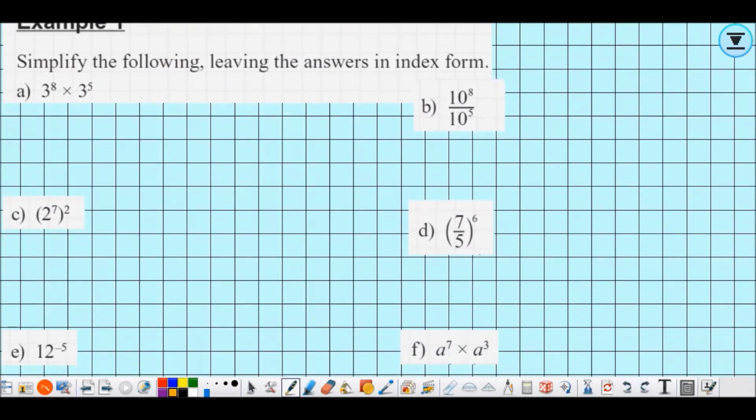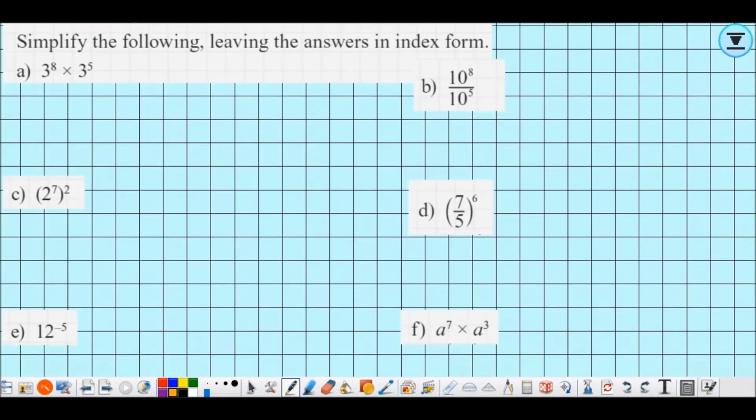Okay, let's have a look at some examples in practice. So simplify the following, leaving the answers in index form. I'm going to leave them in index form. So we're multiplying the first one, so we're using law number 1. Okay, if you want to check the laws back up, just rewind the video. Okay, so I've got 3, and remember my powers, if I'm multiplying them, I'm adding them together. So I've got 8 plus the 5. That's what I'm going to do. So 8 plus 5 gives me 13, so that's going to give me 3 to the power of 13.